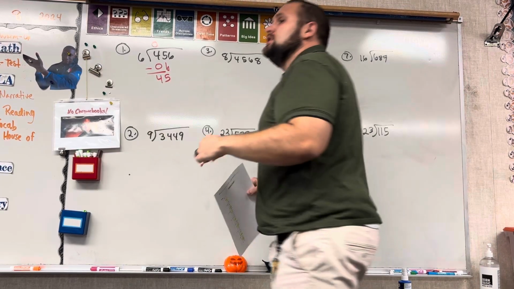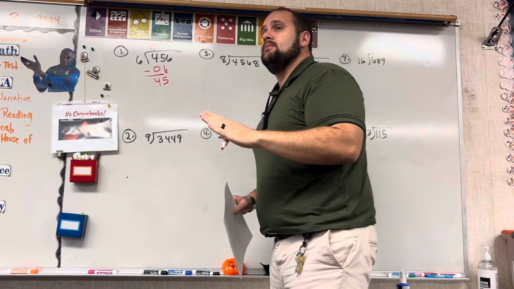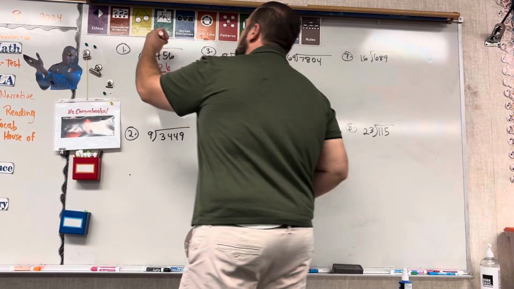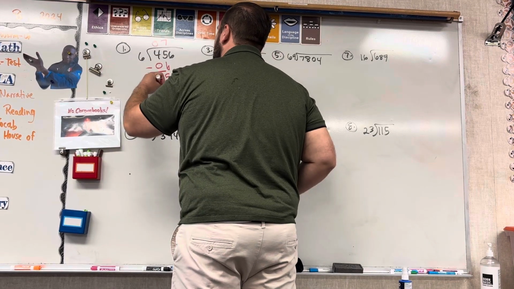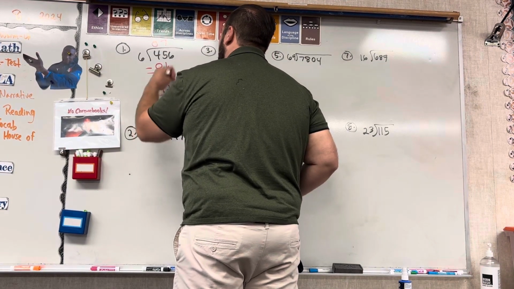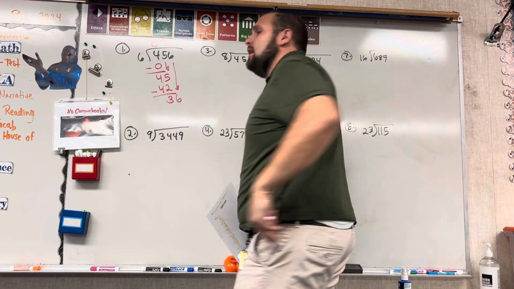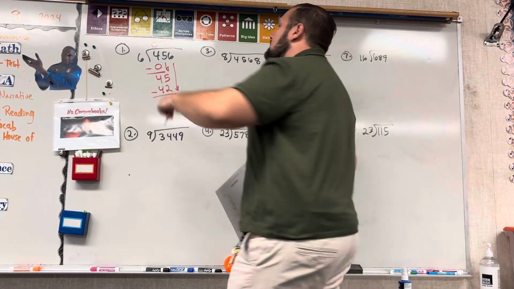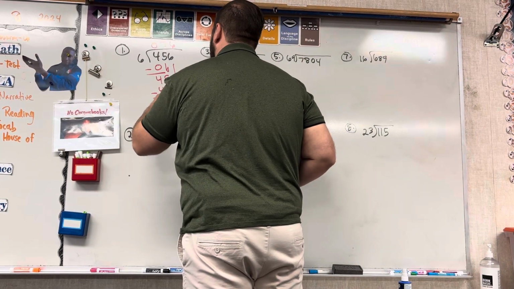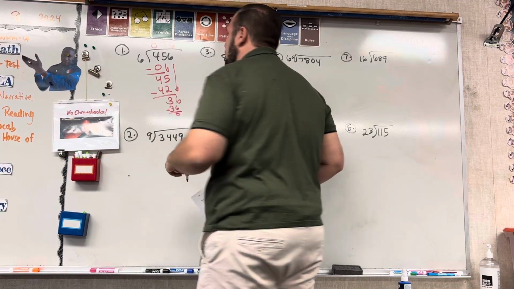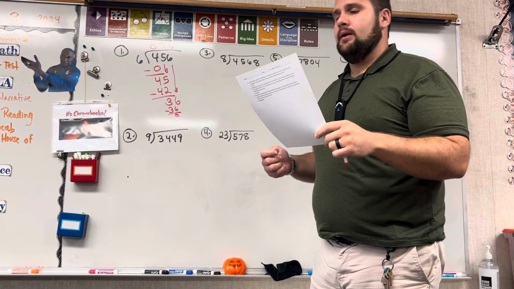Now, 6 goes into 45 7 times, because 6 times 8 is too big. So it goes in there 7 times. 6 times 7 is 42. You have 3 left over, bring down the 6. And 6 goes into 36 6 whole times. There's nothing left over, no remainder. 76 is your answer for number one.